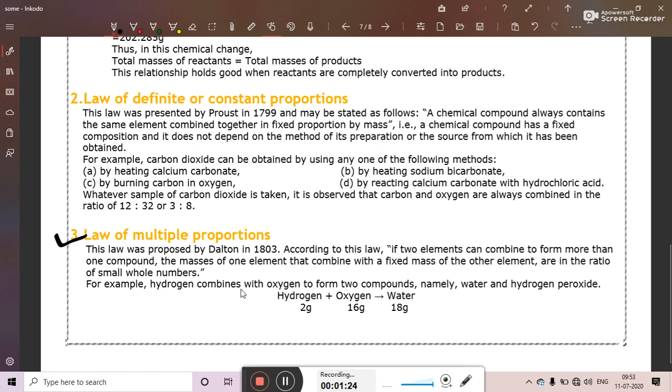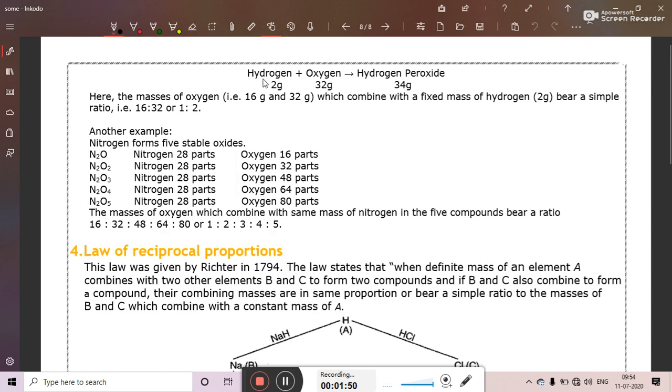For example, hydrogen combines with oxygen to form two compounds, namely water and hydrogen peroxide. So here we will see that in the formation of water, 2 gram of hydrogen combines with 16 gram of oxygen to form 18 grams of water, while 2 gram of hydrogen combines with 32 gram of oxygen to form 34 gram of hydrogen peroxide.